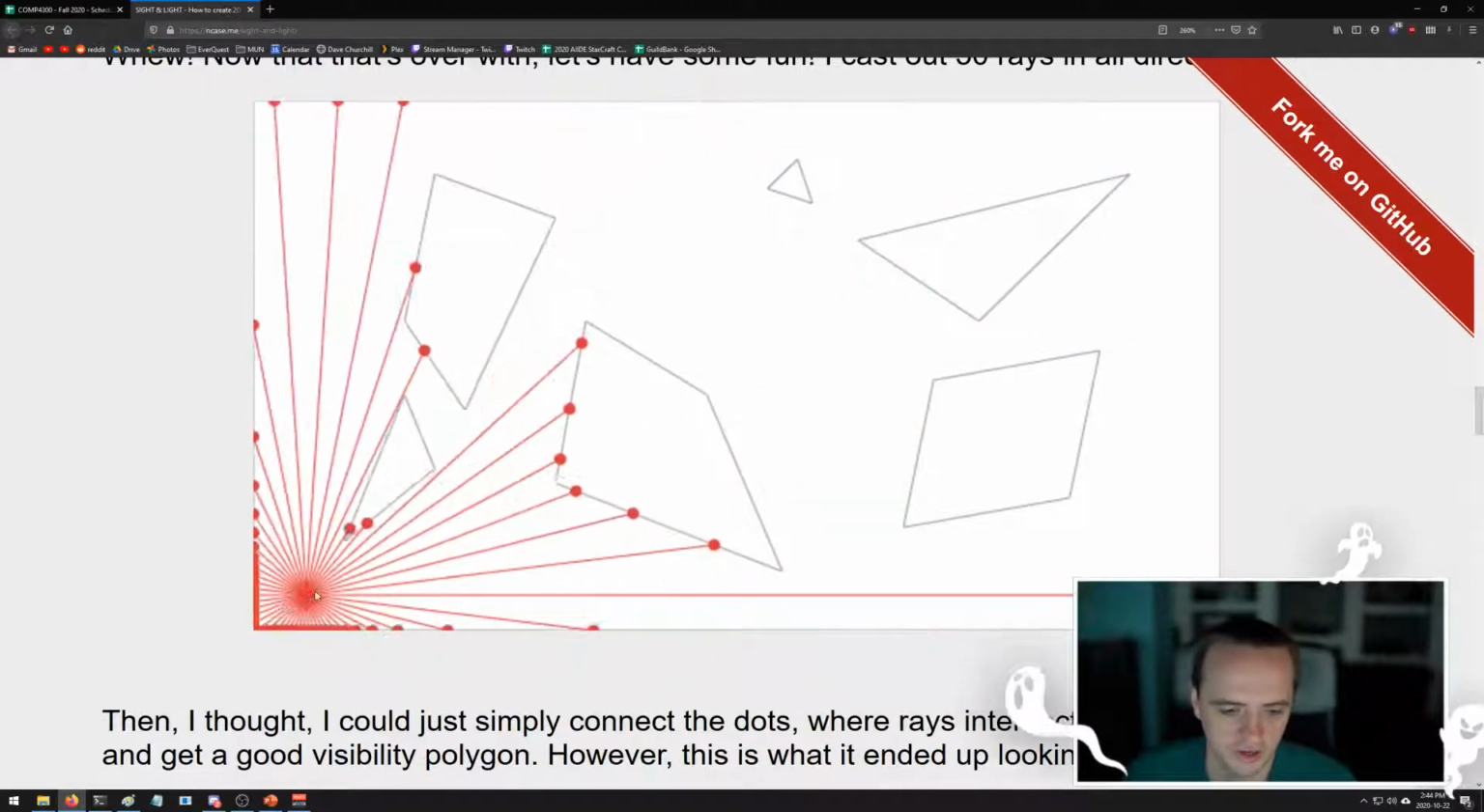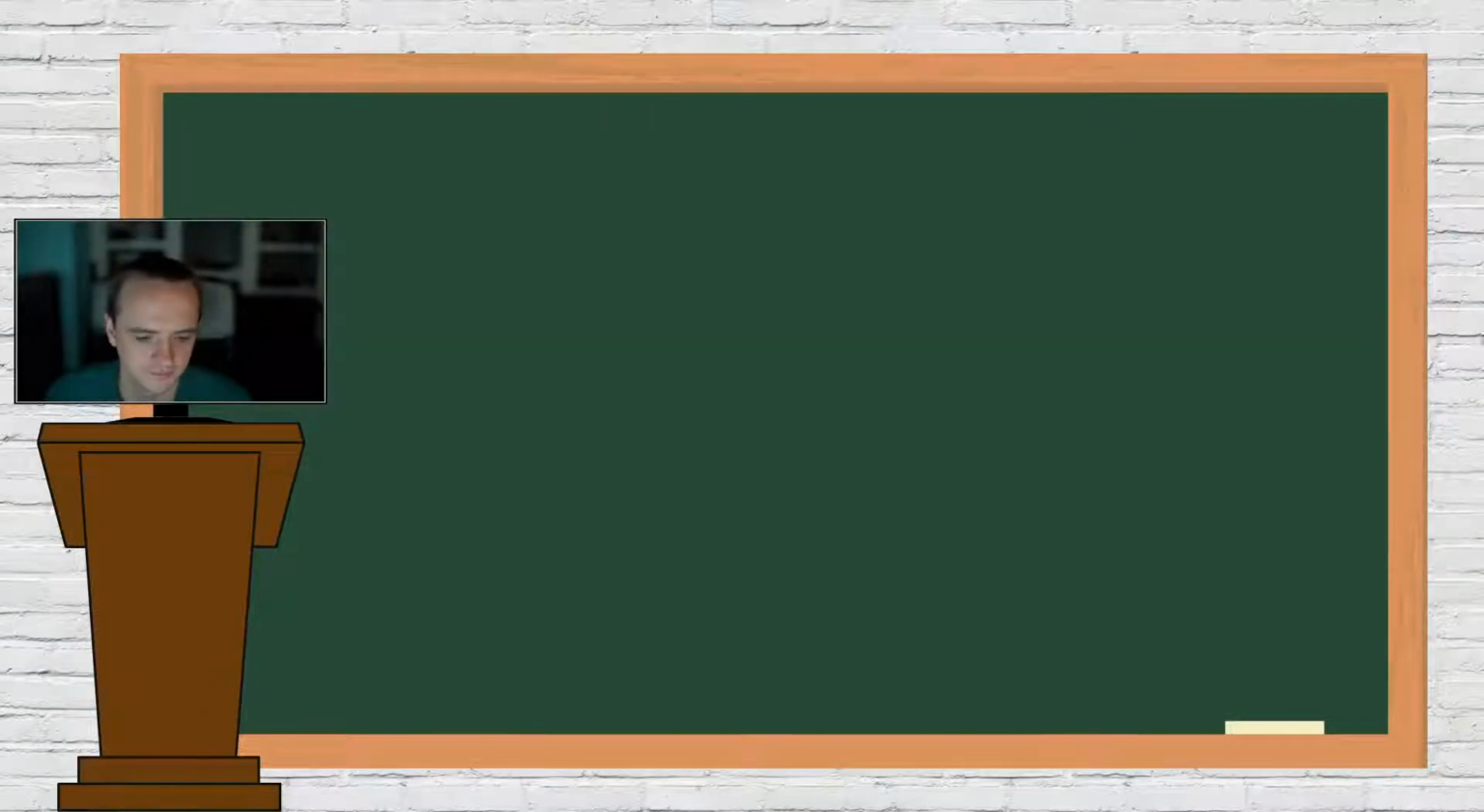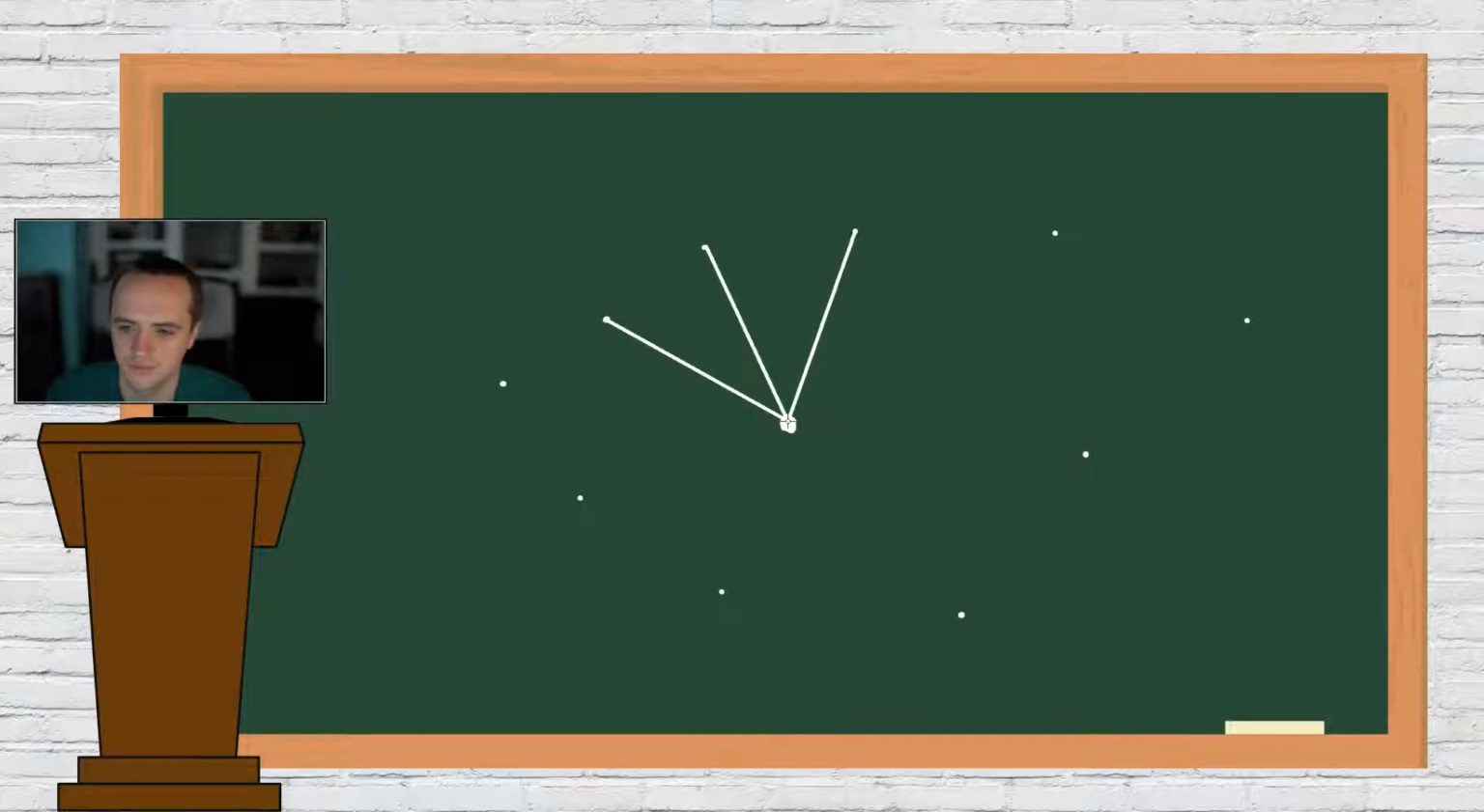Let me bring up my blackboard. So a radial sort, let's say we have a point here. I've got to bring up my brush. Okay, so I've got a point in the middle. This is my light source. And I've got a bunch of points out here that my rays have intersected with. So here I have all those intersection points.